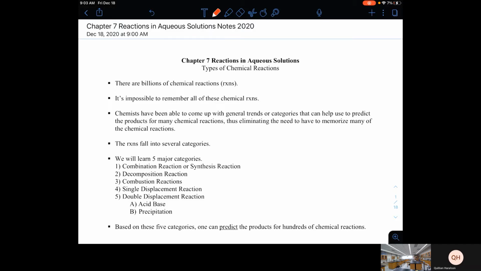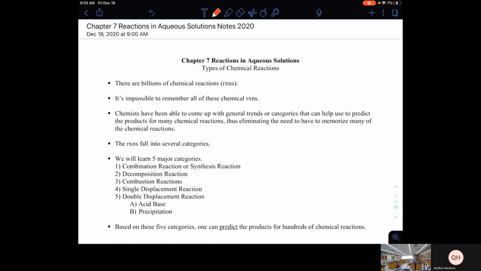Once again, if you want to review it, you can fast forward to the type of reaction you want to focus on. What we said is that there are billions of different types of chemical reactions out there, and it's impossible for us to commit to memory all the different products that can be produced from all these reactions. So to make this process easier, chemists came up with ways in which you could categorize the chemical reaction.